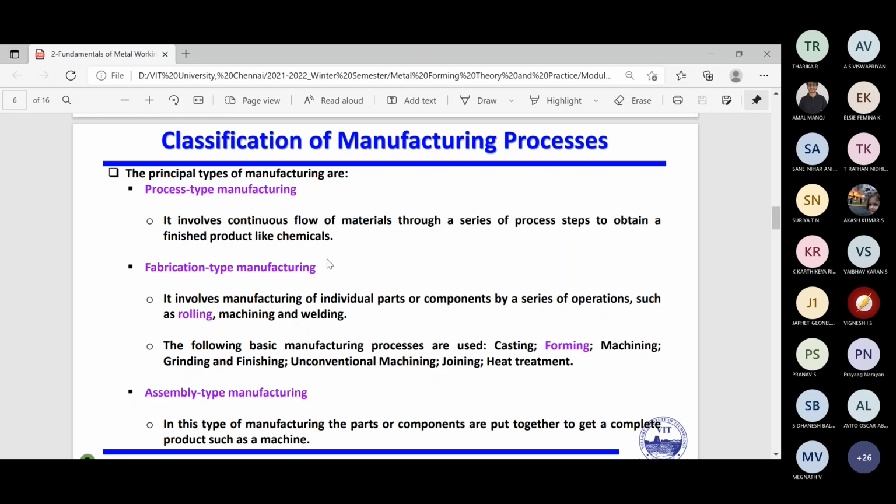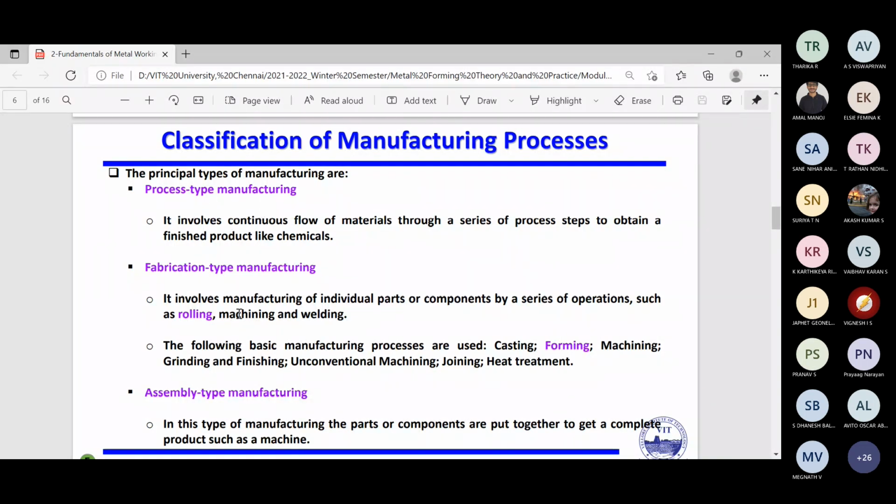These are from the raw materials you are evolving, or you are getting a finished product, but these are continuous flow of operation. You cannot stop the furnace. You cannot close, and if you shut down one time, then again it will be very difficult to open. So these are known as the primary process, or we call this process type manufacturing. You can remember it in this way, process type manufacturing.